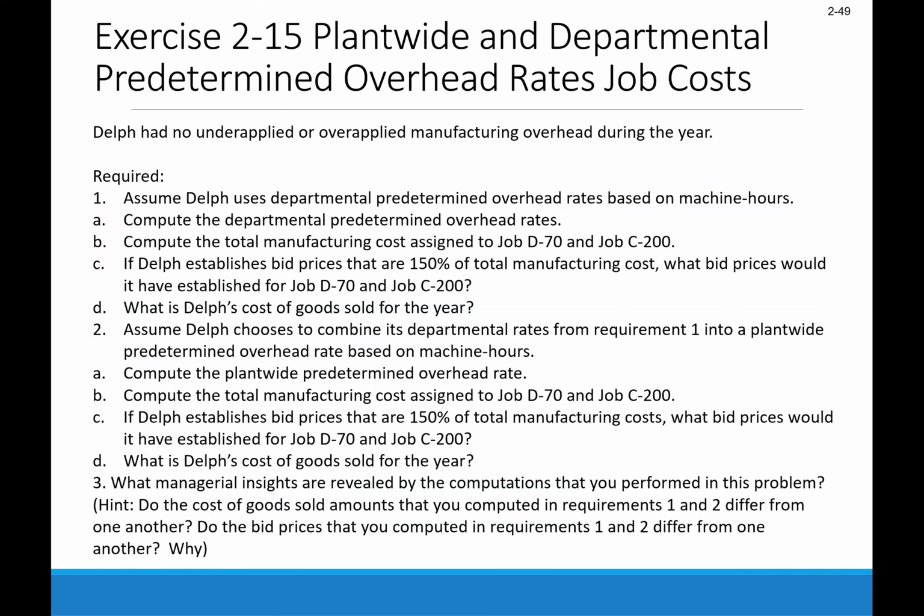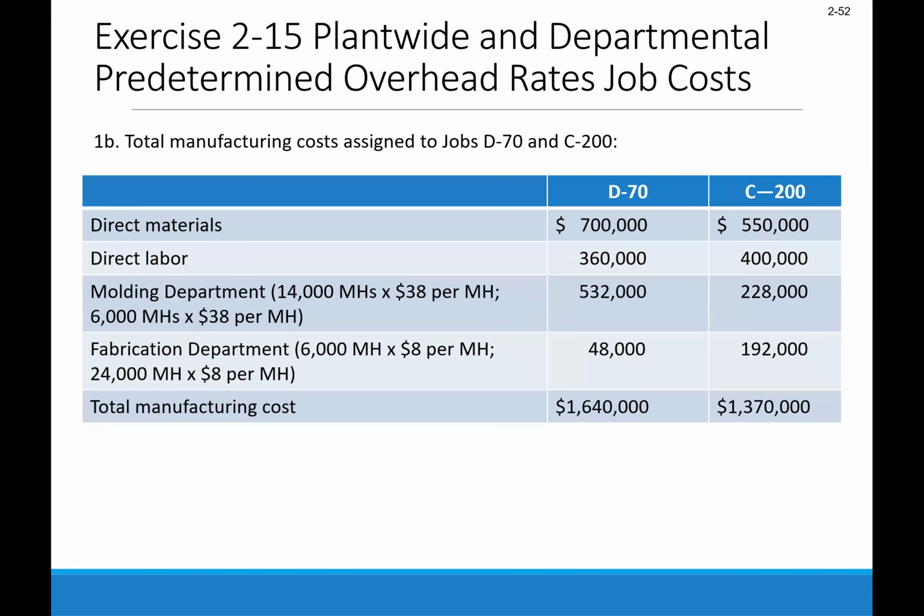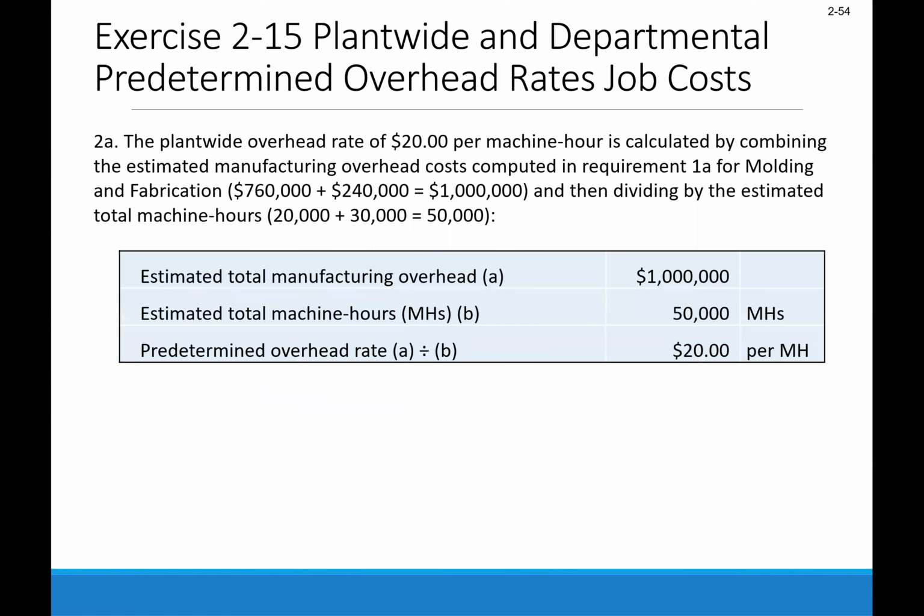Now, the next part tells us, assume Dell chooses to combine its departmental rates from requirement 1 into a plant-wide predetermined overhead rate based on machine hours. Now what we have to do is compute the plant-wide predetermined overhead rate. So it's going to change everything here. So if we do that, we would have $20.